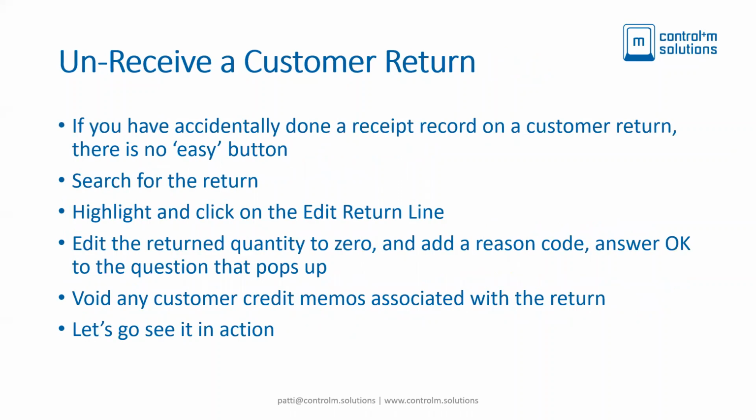All right, accidentally receiving supplier return. Unfortunately, there is no easy button for this, but basically what you're going to do is you're going to search for the return, highlight and edit the line, change the quantity to 0, and there's going to be a couple questions popping up depending on your configuration. And you want to make sure that you go back and void any credit memos that have been issued.